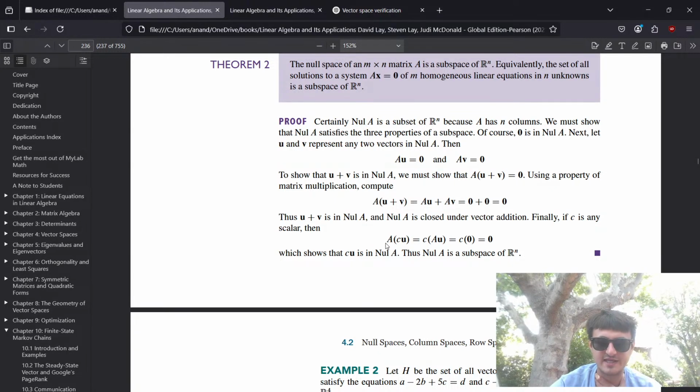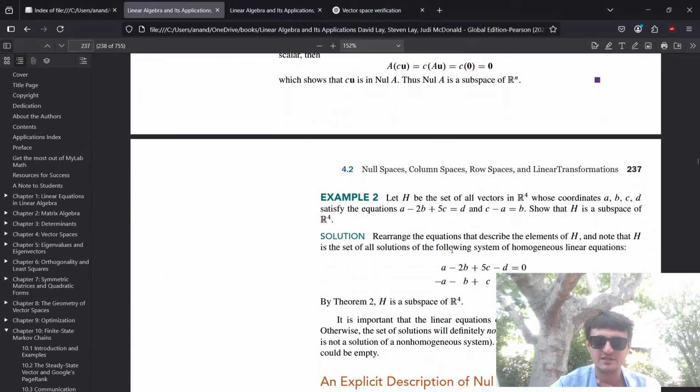Now we want to show that you can scale it. This is just that classic thing. By the definition of A being a linear transformation, these 2 things are equivalent. So once you move the scalar outside of the equation, then you can replace Au with 0 because we assumed that u is an element of the null space. So then we're going to get c times 0. All right, great.